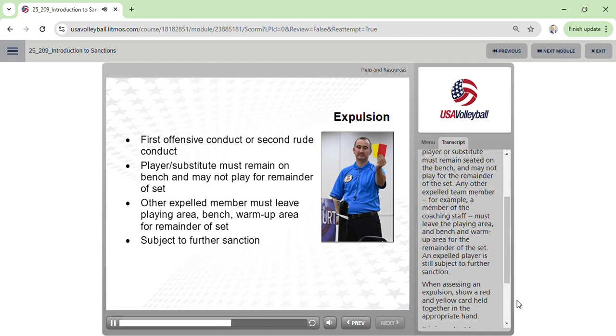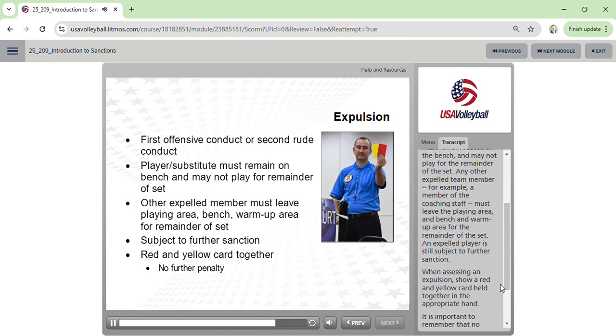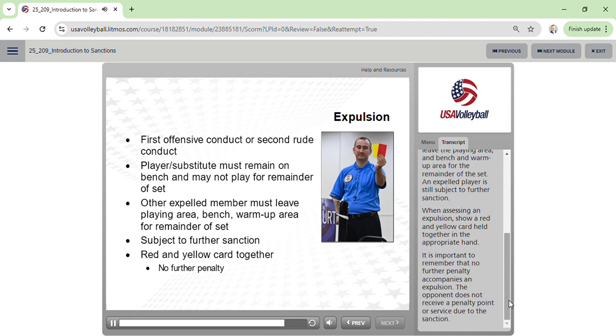An expelled player is still subject to further sanction. When assessing an expulsion, show a red and yellow card held together in the appropriate hand. It is important to remember that no further penalty accompanies an expulsion. The opponent does not receive a penalty point or service due to the sanction.